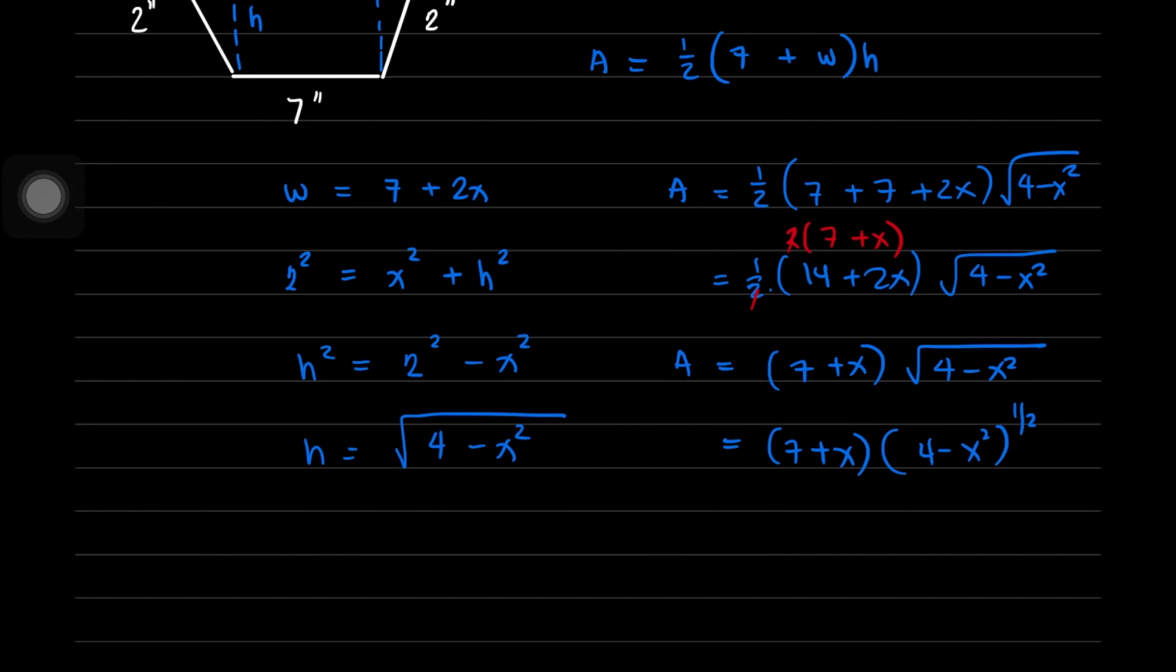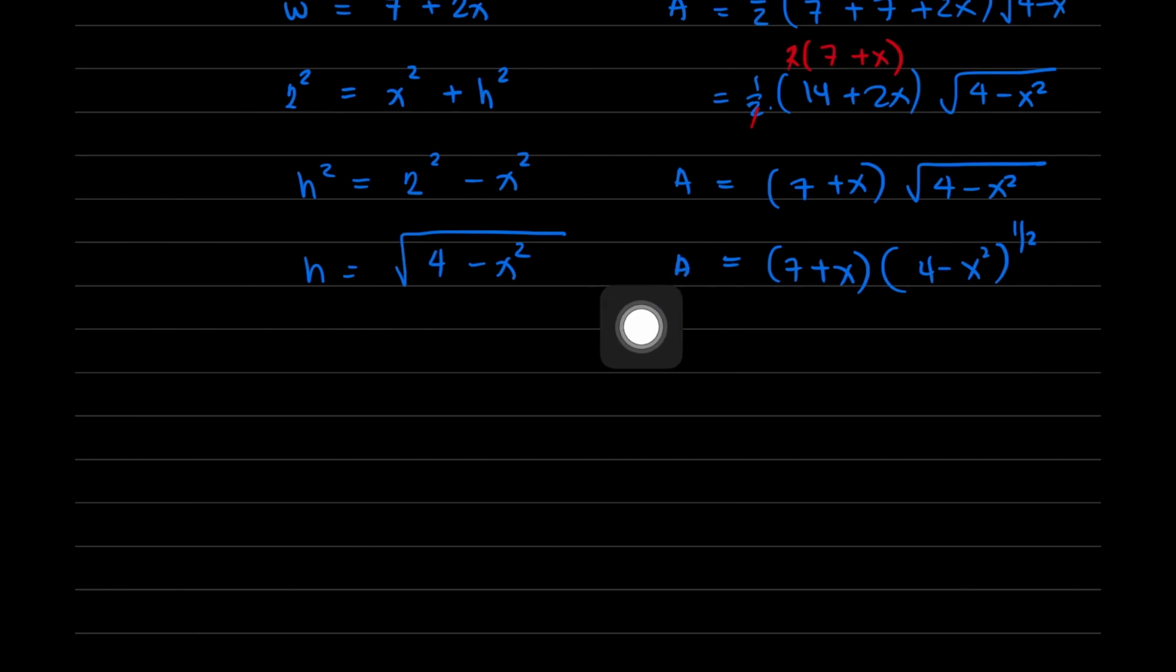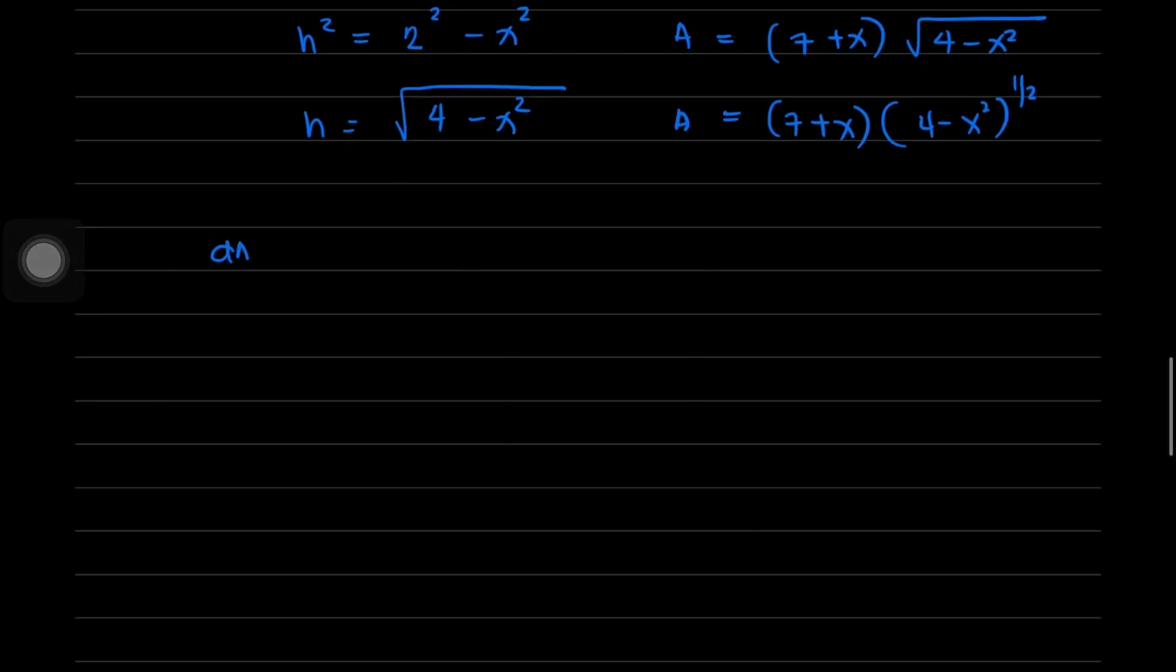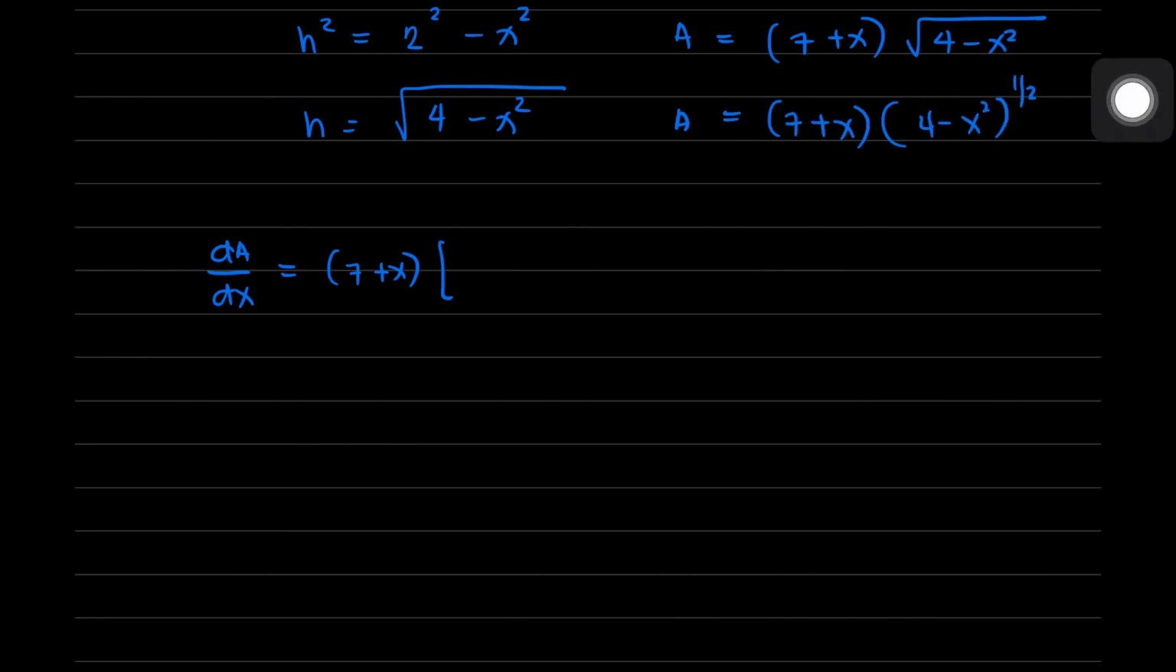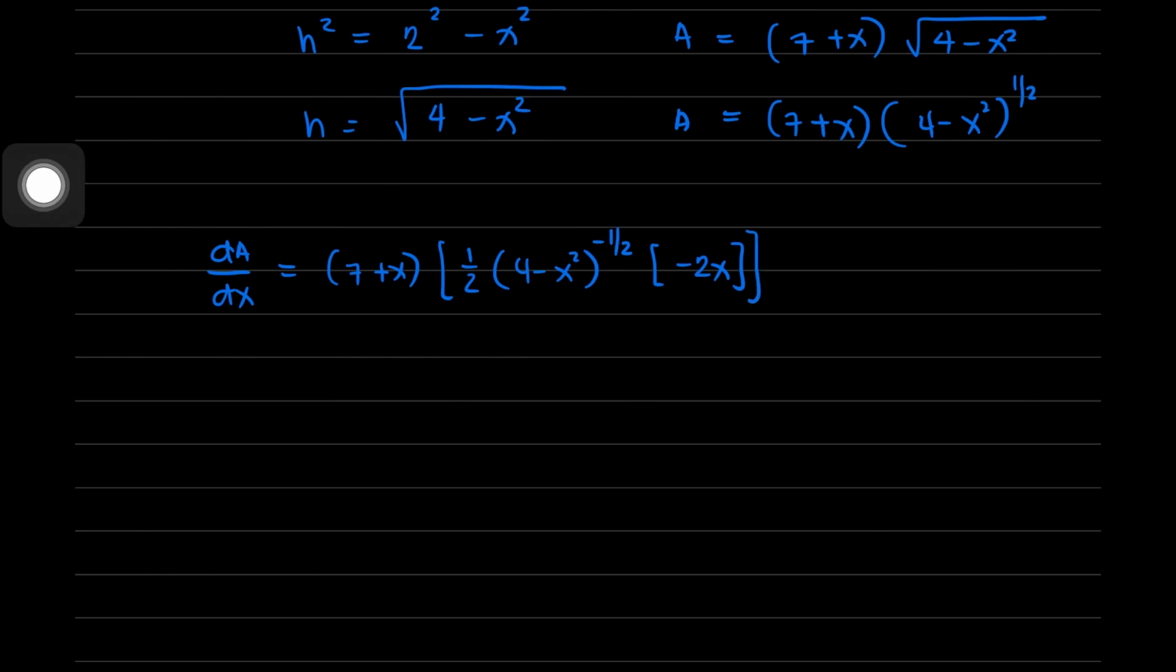Alright, now we already formulated A in terms of x only, we can now differentiate it and equate it to 0. So the derivative of A with respect to x is equal to 7 plus x multiplied by the derivative of this one. The derivative of 4 minus x squared raised to 1/2 is equal to 1/2 multiplied by 4 minus x squared raised to 1/2 minus 1, so that will give us negative 1/2, multiplied by negative 2x, or the derivative of 4 minus x squared. Plus 4 minus x squared raised to 1/2 multiplied by the derivative of 7 plus x, so that's basically equal to 1.